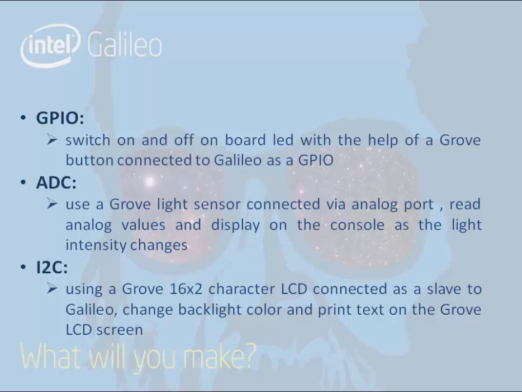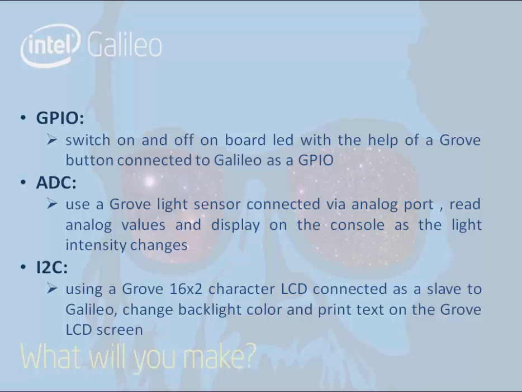In the second demonstration, we will use light sensor and read analog values as the light intensity changes. In the third demonstration for I2C interface, we will be using a 16x2 character LCD connected as a slave to Galileo. We will try to glow the LCD backlight and print some test characters on the LCD.